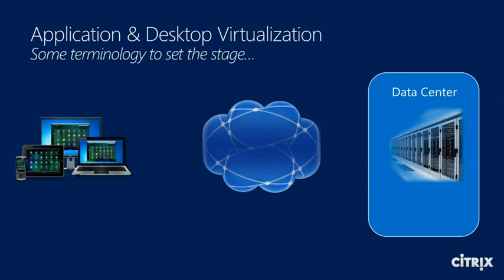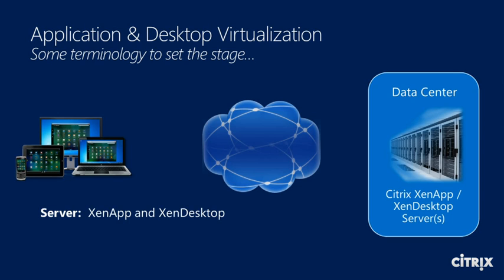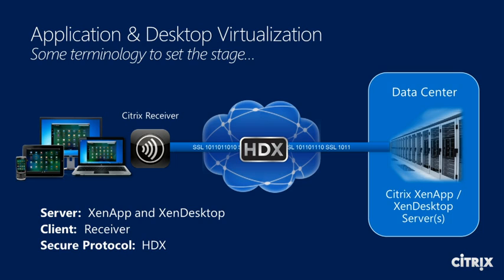So before I get into some of the details, let me just set the stage with some Citrix terminology around application and desktop virtualization. On the server side, our virtualization servers are called XenApp and XenDesktop. And they're running back here in the data center. And it's here that Windows applications and desktops execute. And they are delivered out to a client on an endpoint device. It could be a PC, a Macintosh, or any one of the mobile devices that you're carrying today, whether it's Android, iOS, or a WinPhone. That client software is called Citrix Receiver.